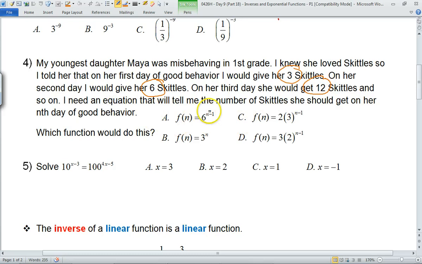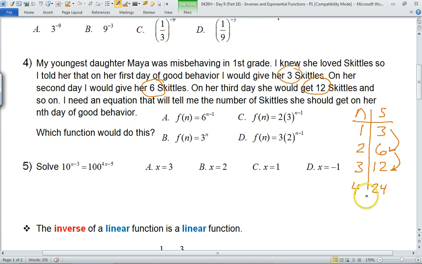I need an equation that would give me the number of Skittles she would get on the nth day of good behavior. So just looking at a chart that I could make, I'll let n be the days, and over here I'll put the number of Skittles. So day 1, she got 3 Skittles. Day 2, she got 6 Skittles. Day 3, she got 12 Skittles. You can probably see that this is doubling every time. 3 doubles to make 6. 6 doubles to make 12. Can you guess what the next number would be? 24. We would bet that on the 4th day, she would get 24 Skittles, and so on.